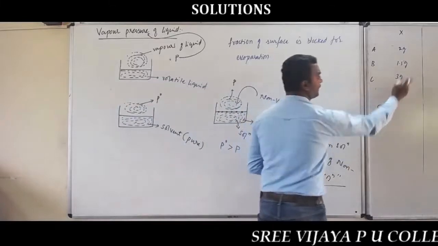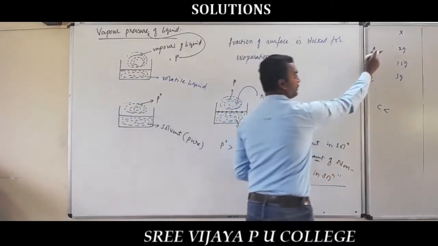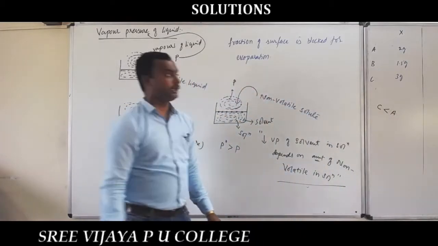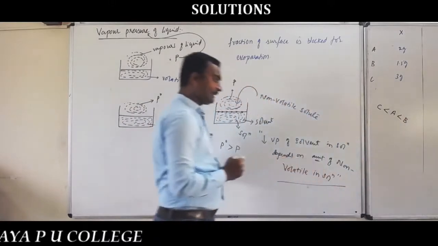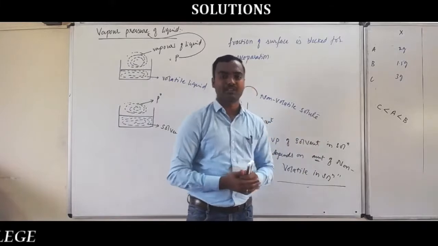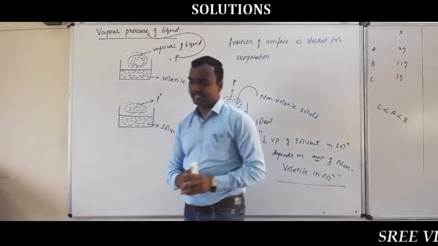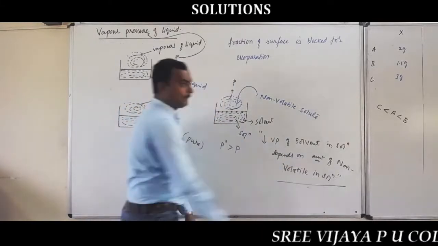And next, which one comes? 1.5 and 2 grams; 2 grams is more compared to 1.5. Therefore in solution A, the vapor pressure is less compared to B, that is, C is less than A is less than B. That is the order of vapor pressure of the given solutions which consist of different amounts of non-volatile solute. So while answering such questions in competitive exams, remember this point.